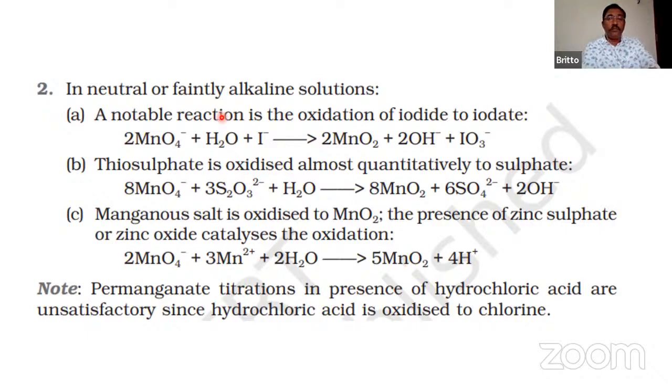And then thiosulfate, here it is converted to sulfate. MnO2 in neutral medium, Mn2 plus in acid medium. You have to remember that product carefully, because in acid medium Mn2 plus is the product formed. Mn is reduced to Mn2 plus, from Mn4 plus. And then remember this one.